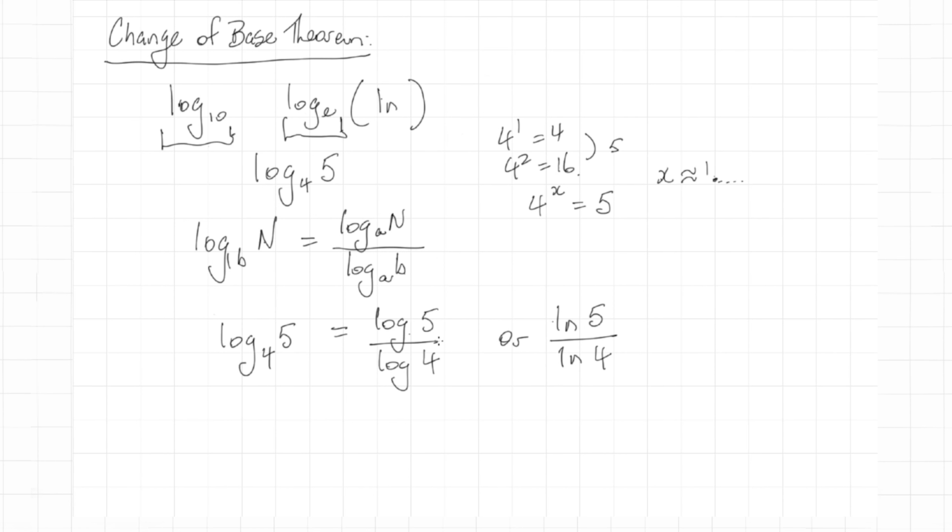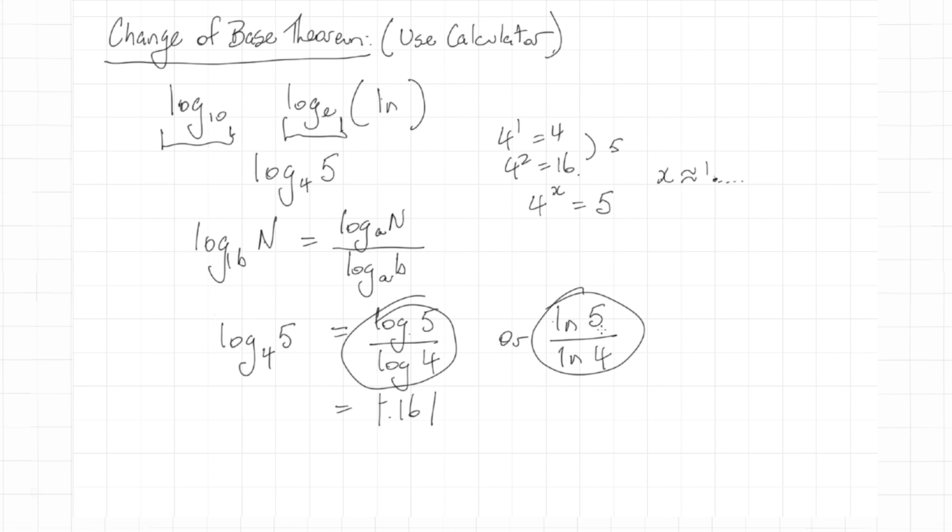So if we put that on our calculator, now you need a calculator to do change of base. So all we do is on your calculator put log 5 and then a divide sign and then log 4, and we'll get 1.161. All right, it doesn't matter whether you use log to base 10 or natural log. Even doing it that way, you'll get 1.161. So that will be the answer.